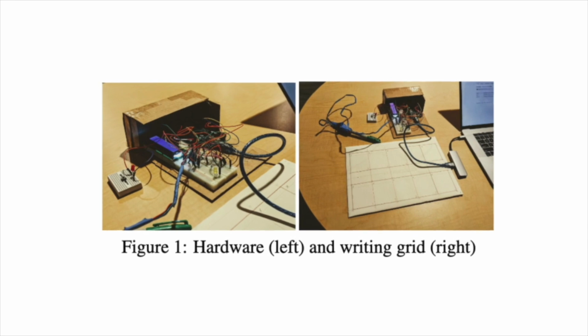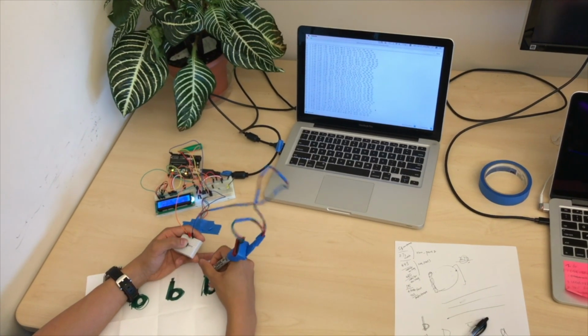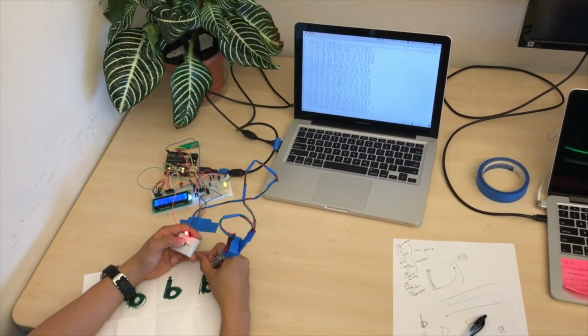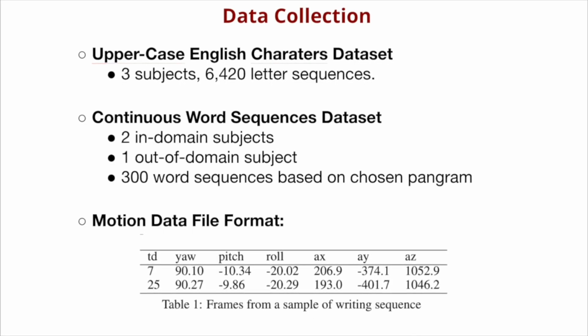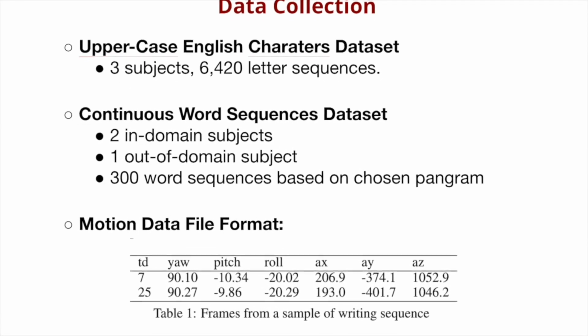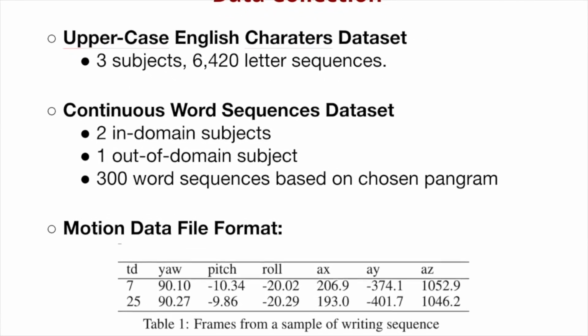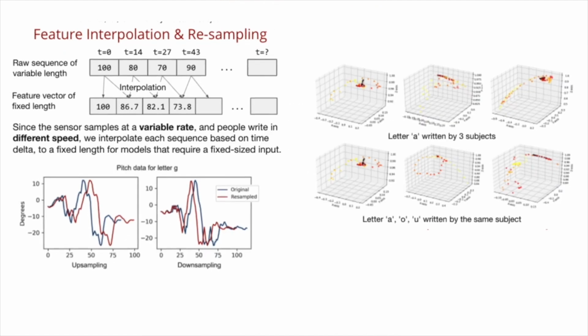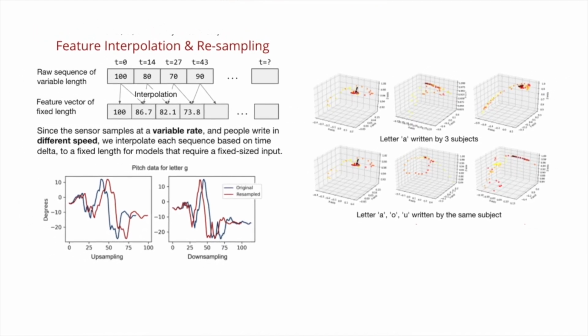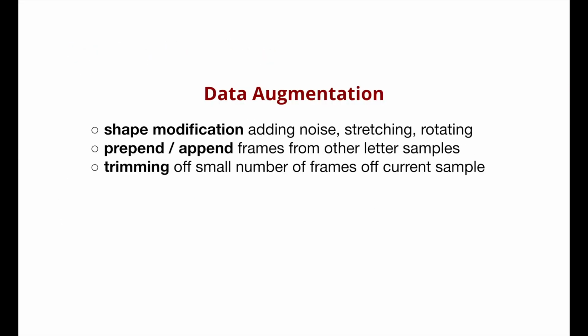We made our own hardware and collected over 6,000 letter sequence dataset from 3 subjects. 300 continuous word sequences are also collected as a test set for a word reconstruction pipeline. We implemented data interpolation and resampling for the data preprocessing as in our previous work. We first conduct data augmentation to produce more samples and closer to the distribution of continuously written words.